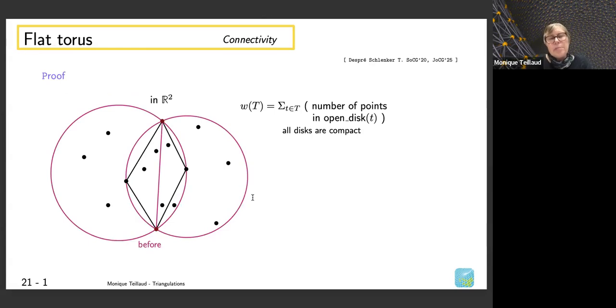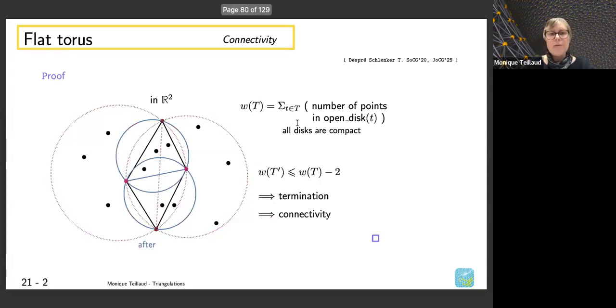And so the termination is quite easy to prove. So for instance, in R2, for a triangulation, you measure the weight of the triangulation as the sum over all triangles of the number of points in their open circumscribing disk. So you can count that. Before a flip, you have a certain number. After a flip, you are sure that you have lost at least 2 in the weight. The 2 endpoints of the new edge are not anymore in the open disk. So you are sure that you will terminate, and so the flip graph is connected.